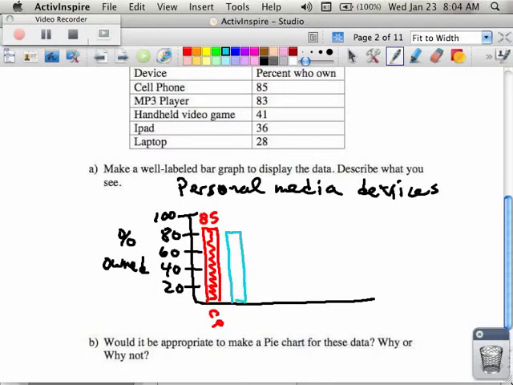Do you have to go in that order? Nope, not necessary. You can put it in any order you like. Video games, how big? 41? Whoa, that's a big drop.